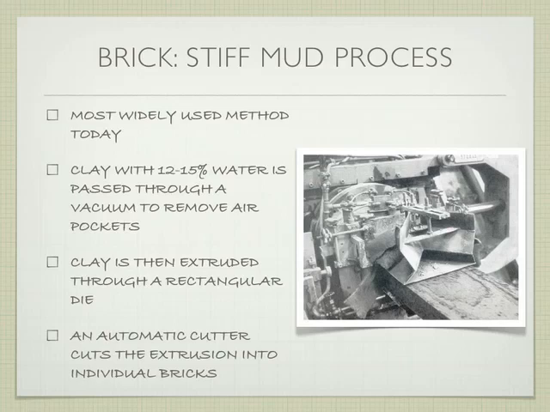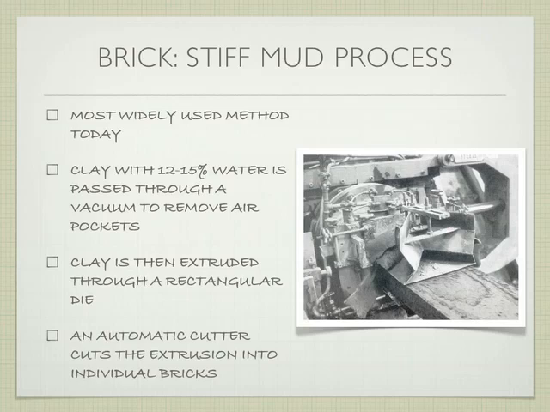The clay is passed through a vacuum to remove as much of the air pockets as it possibly can. Now, if we look at any one of these bricks, there are still some air pockets in it. That's the nature of the material. But we're going to try to remove as much of those as we possibly can. Once we've pulled all the air out with the vacuum, we push the clay by machine through an extruder die that gives the brick its shape.